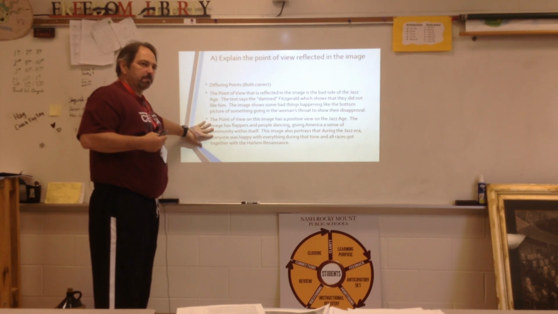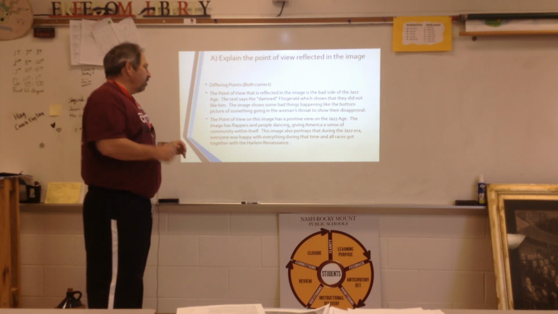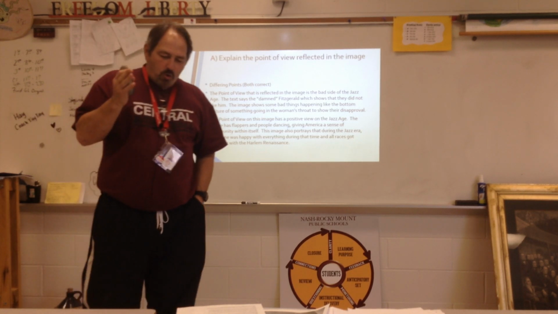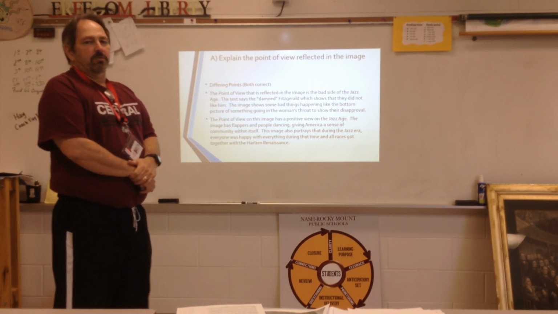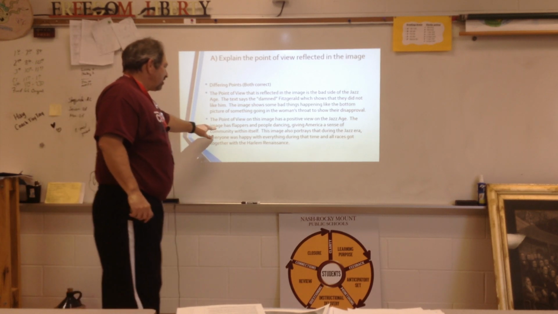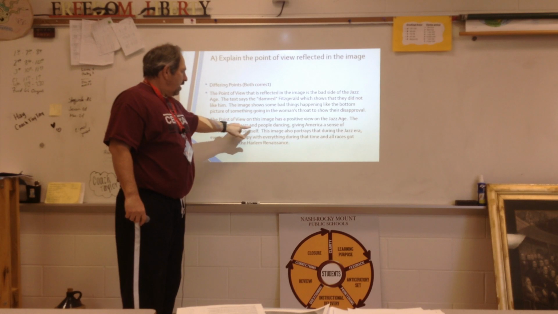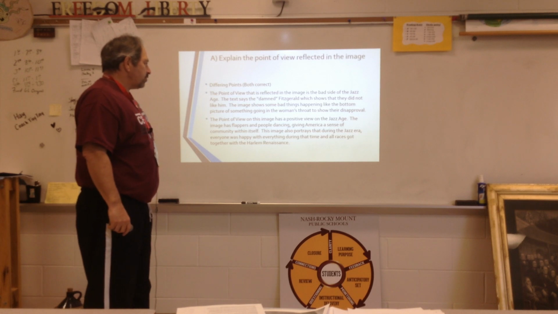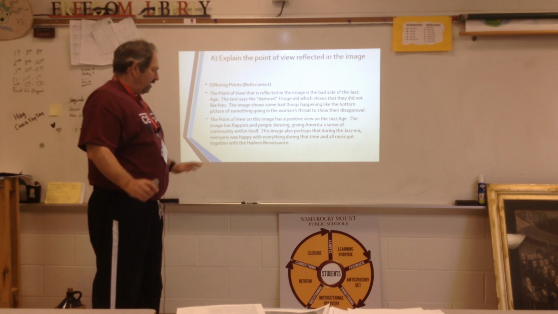This one here is great. It's great. And a lot of you got this first A, 6 points for it. The point of view on this image has a positive view on the jazz age. Right there, they answered the question, what is the author's point of view of the jazz age? It is a positive view. Right there you go. They answered the question. The image has flappers. Right there is a detail. And people dancing, giving America a sense of community within itself. This image also portrays that during the jazz era, everyone was happy with everything during that time. Now, look at that.